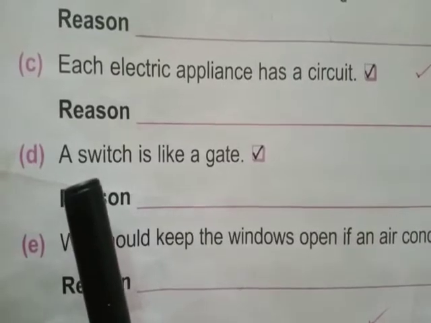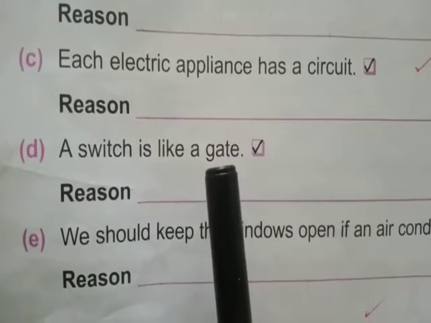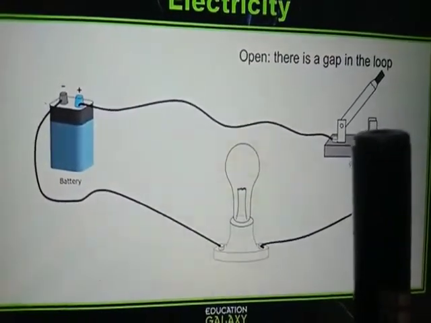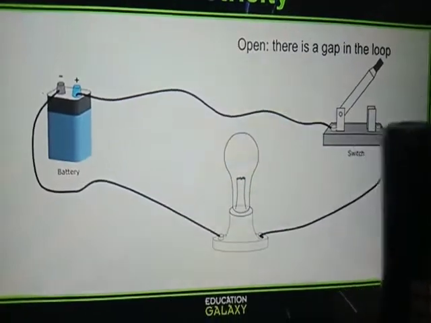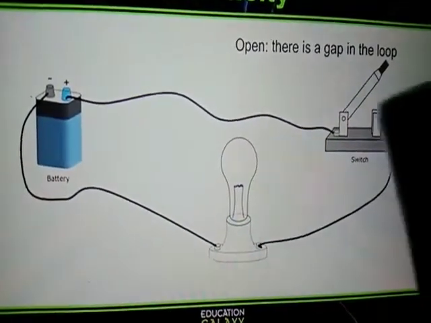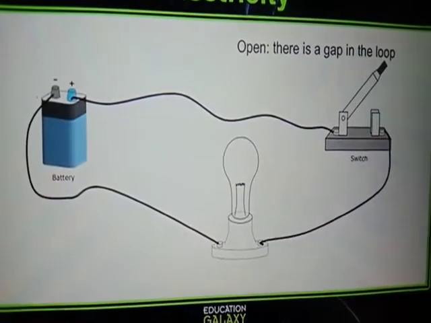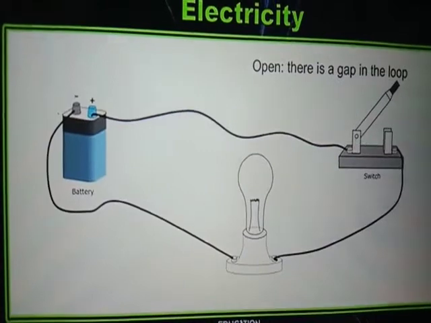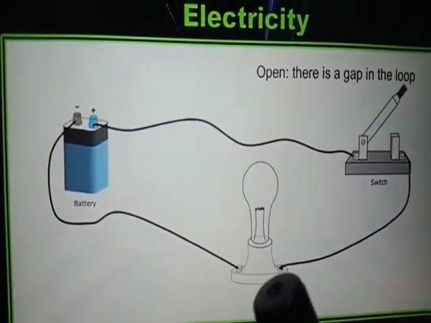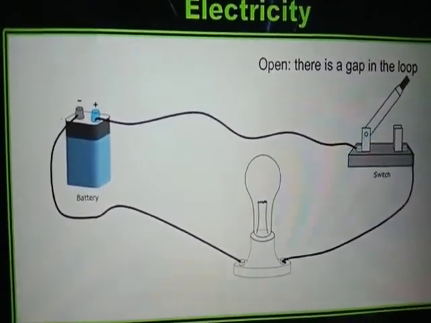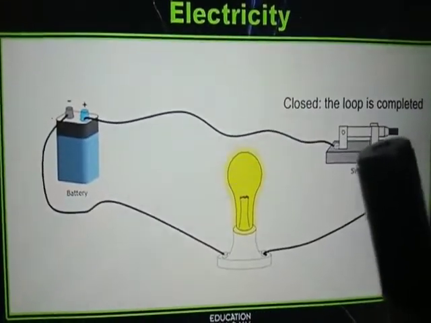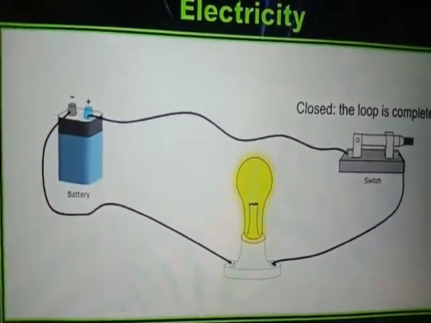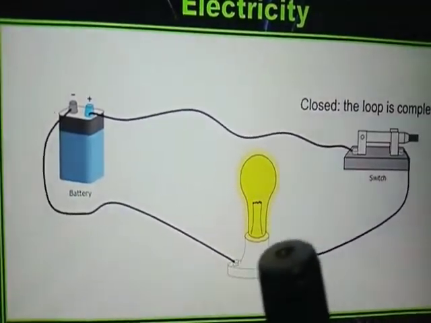The fourth statement is, a switch is like a gate. So this statement is true. You can see here a switch in a circuit is like a bridge or gate. When the switch is up, there is a gap and electricity cannot flow through a gap, and the bulb will not light up. But when the switch is down, the gap is closed. You can see here the gap is closed. So the electricity flows through the circuit and the bulb lights.